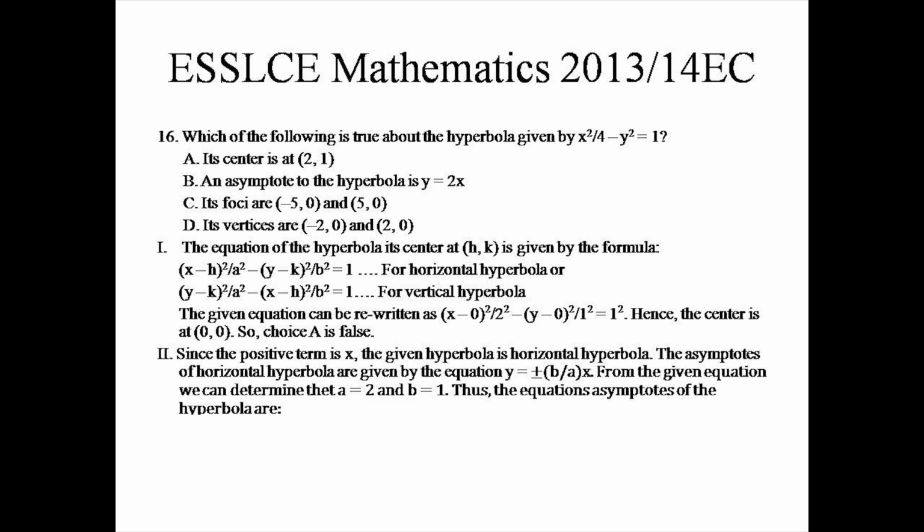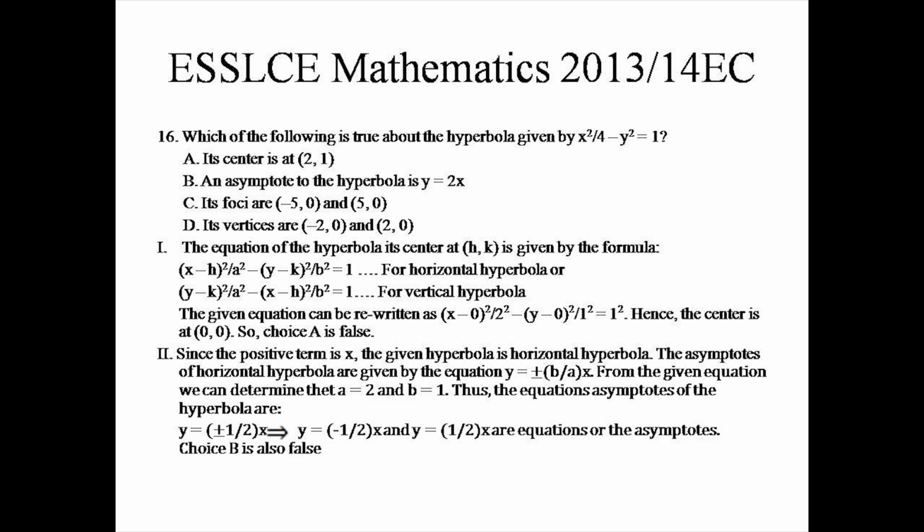Second, since the positive term is x, the given hyperbola is a horizontal hyperbola. The asymptotes of a horizontal hyperbola are given by the equation y = ±(b/a)x. From the given equation, we can determine that a is equal to 2 and b is equal to 1. Thus the equations of asymptotes of the hyperbola are y = ±(1/2)x. This implies y = -(1/2)x and y = (1/2)x are equations of the asymptotes. So choice B is also false.